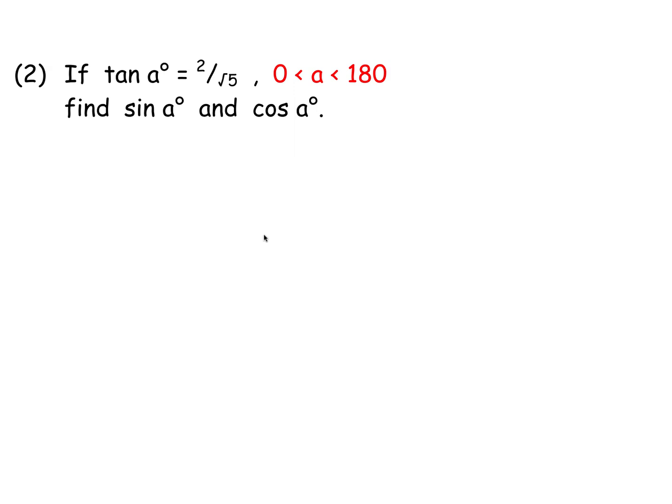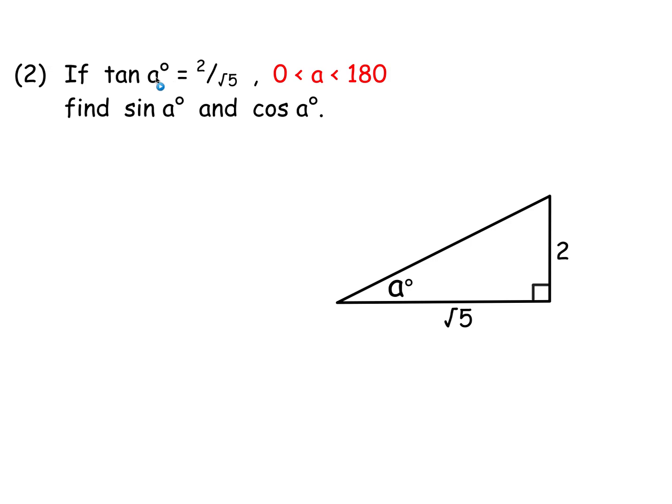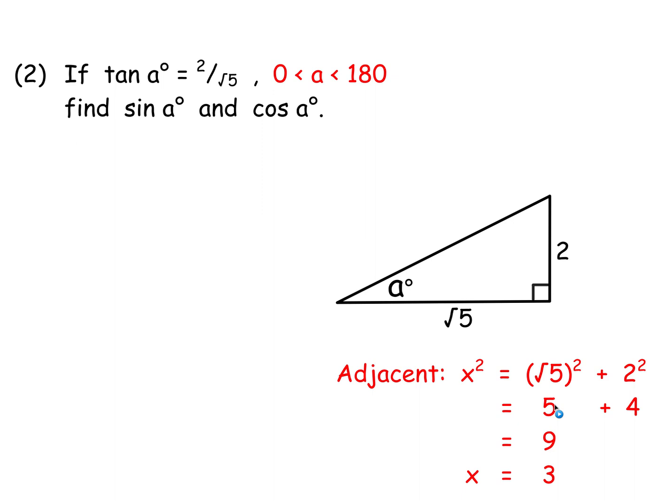This is for higher. You couldn't do this except by the method I just showed you with the triangle. Tan A is 2 over root 5. What's sine A and what's cos A? You sketch a right angle triangle, you call the angle A, and tan is opposite over adjacent. So opposite 2, adjacent root 5. The missing side is the hypotenuse. So hypotenuse x squared equals root 5 squared plus 2 squared. Root 5 squared is 5, 2 squared is 4, so x squared is 9 and x is 3.